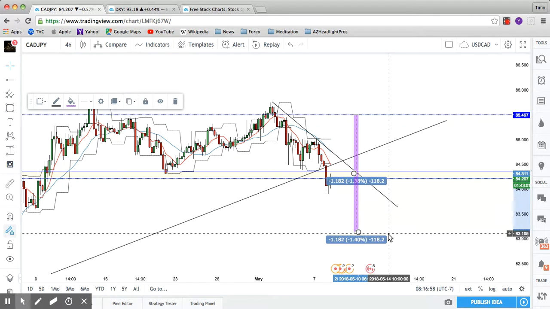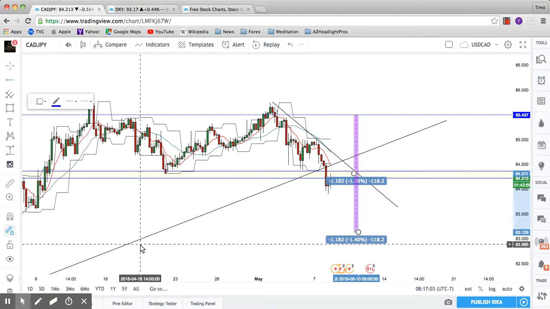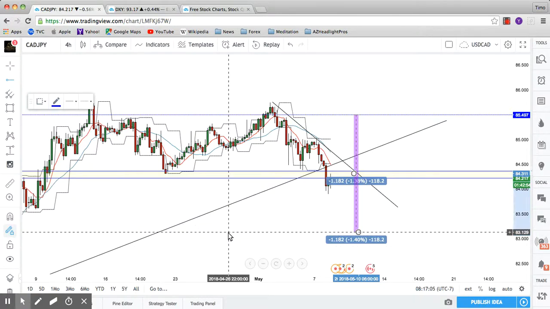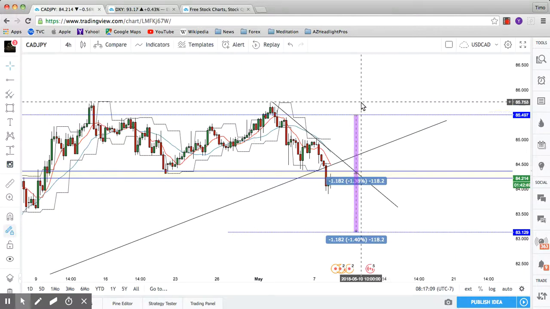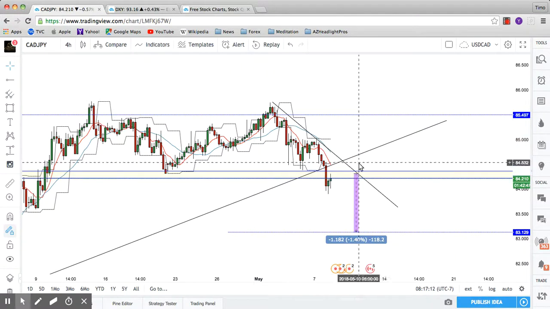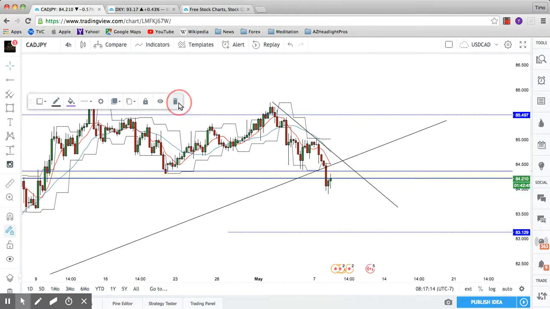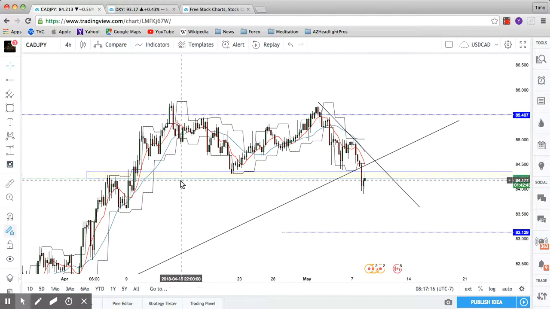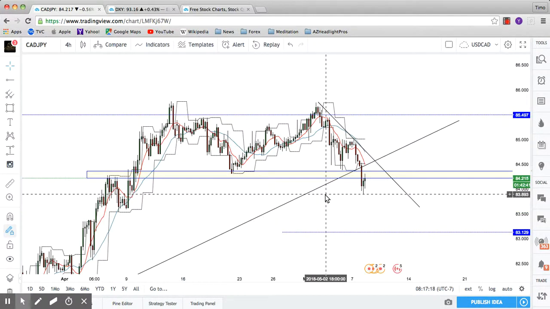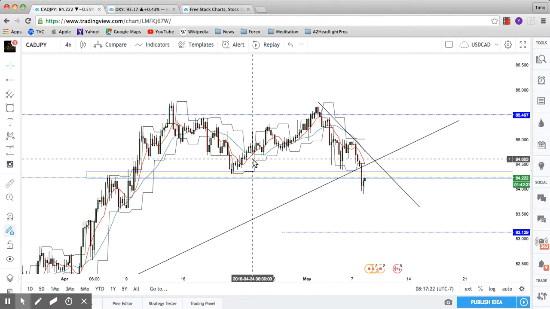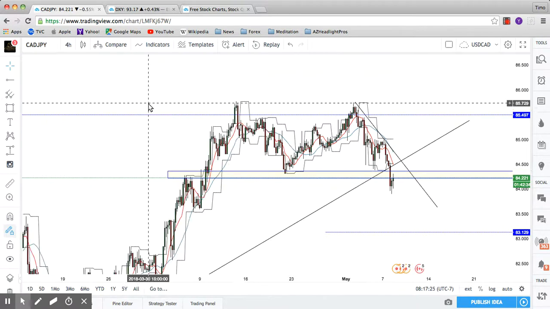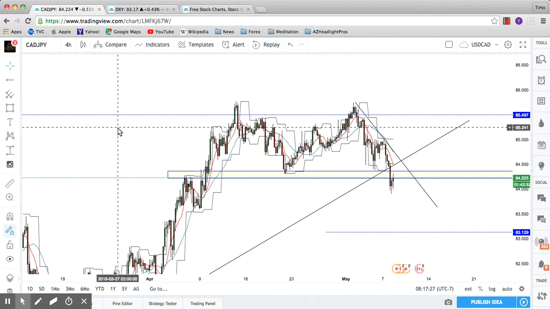So it brings me down to my 83.10 level, which I will draw my daily support on. So 83.10 being my next target, as long as price action follows suit, stays below this zone of 84.20 to 84.50, as well as this downtrend line. I'll be looking for price action to play out to look for shorts down to the 83.10 level this week on CAD versus the yen.